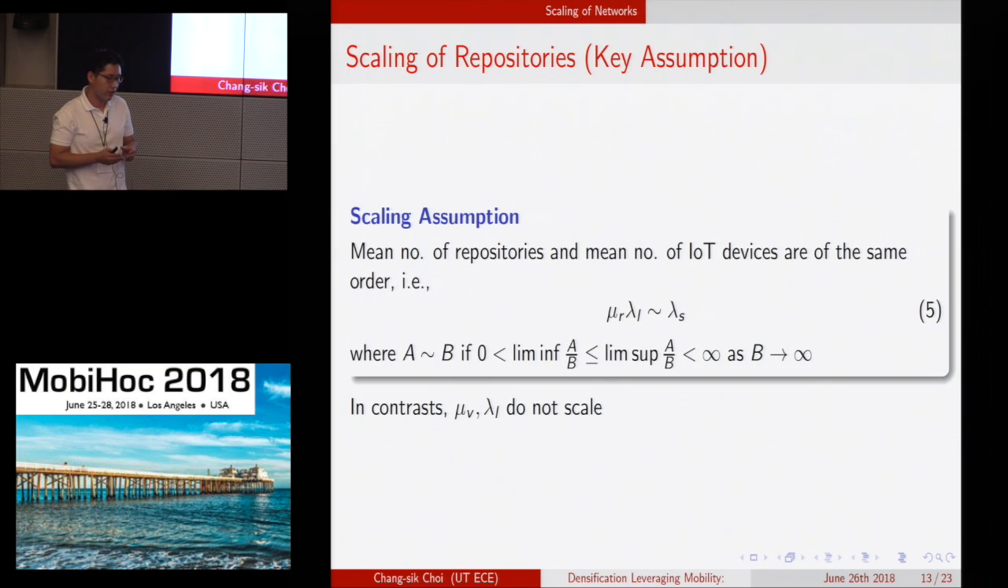The density of vehicles is given by the product of U sub V here and lambda sub L. So they do not scale. And second, the repositories are just IoT devices. So it's exactly the same as the IoT devices in space. So there is no cost by adding this repository alone.